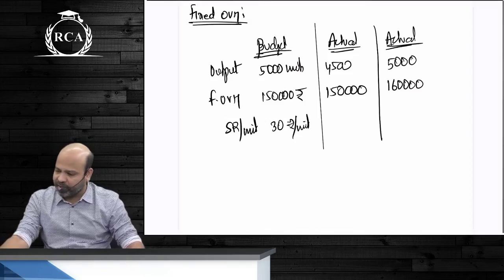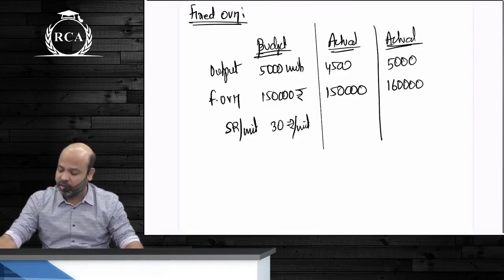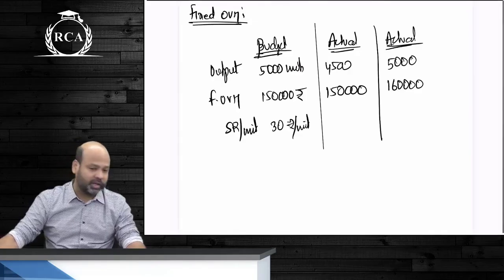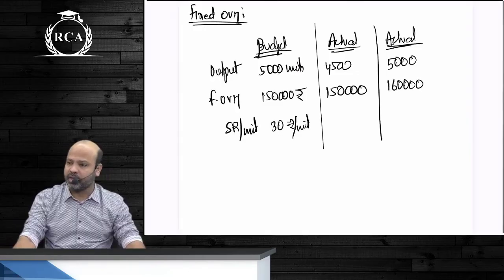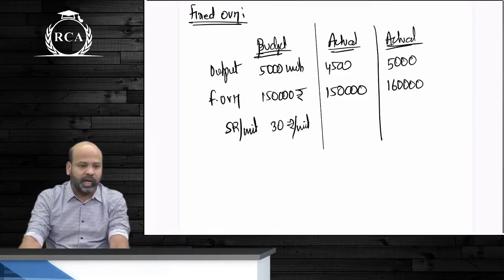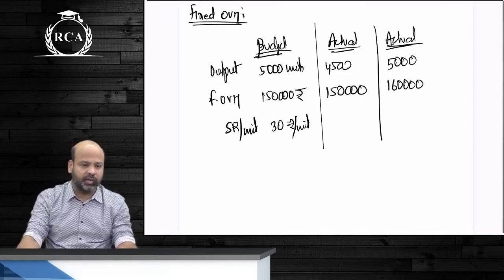If you are manufacturing 5,000 units and the recovery rate is 30 rupees per unit, 30 multiplied by 5,000 units, the total amount of overheads absorbed is 1,50,000. That 1,50,000 will be compared with the amount of actual overheads, which is 1,60,000. We will have an under recovery of 10,000 rupees. Any doubt in this? Yes or no?